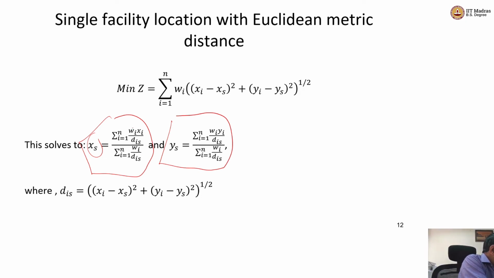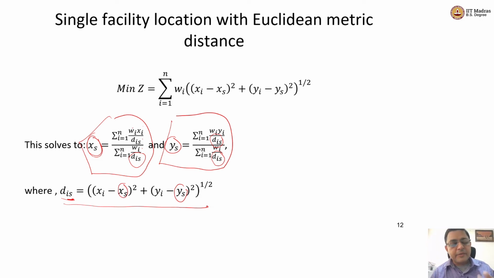If you notice, the expressions have wi xi divided by dis, and wi divided by dis, and what is dis? dis is this distance, the distance between the demand location i and the service facility s, right? Notice that when you are trying to solve for xs, you will need ys because you will need dis. Similarly, when you are solving for ys, you will need dis, where dis will also have xs. So the problem is complicated not only because it's non-linear, but you cannot even solve for xs without solving for ys, and you cannot solve for ys without solving for xs. Those have to be solved simultaneously.